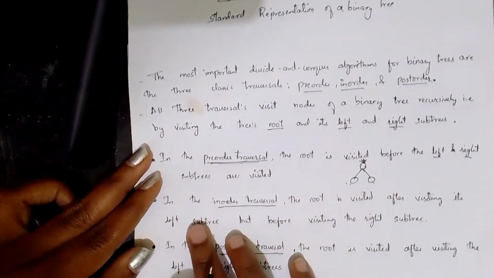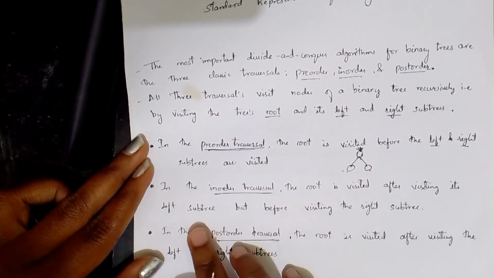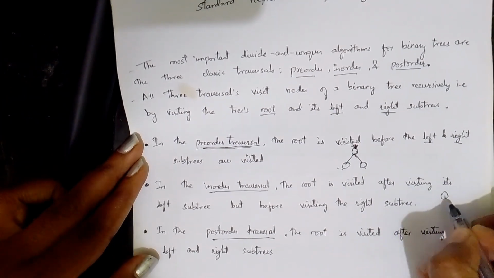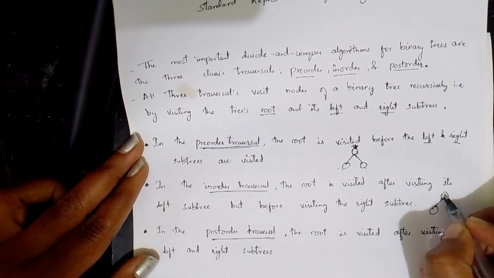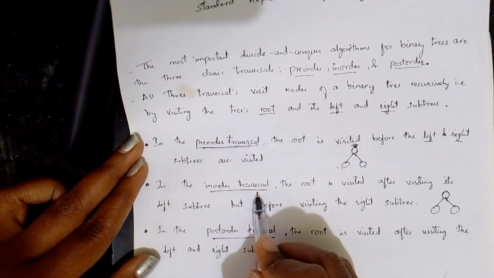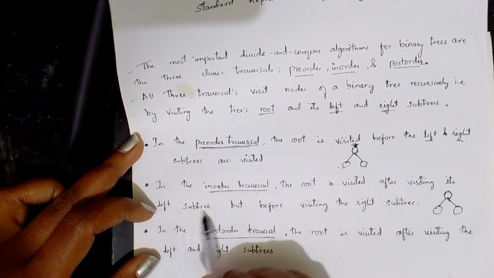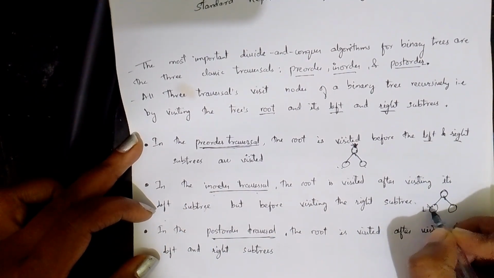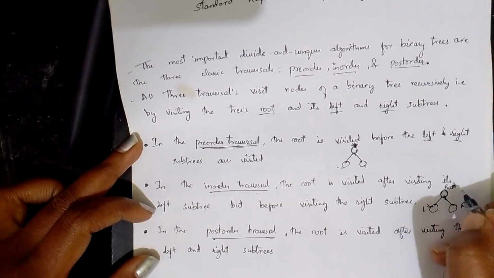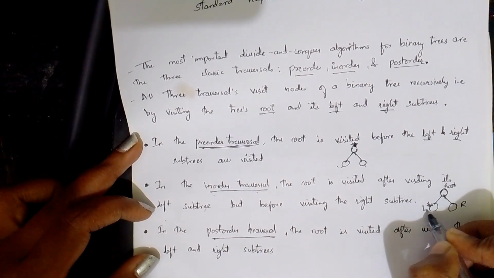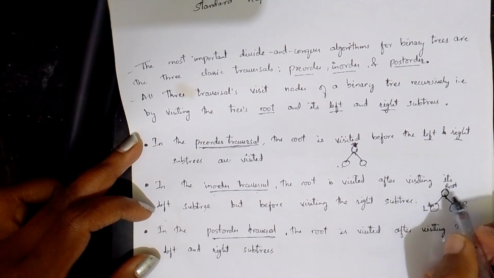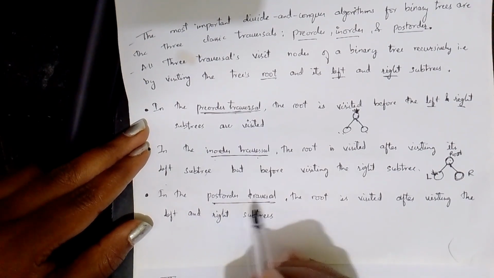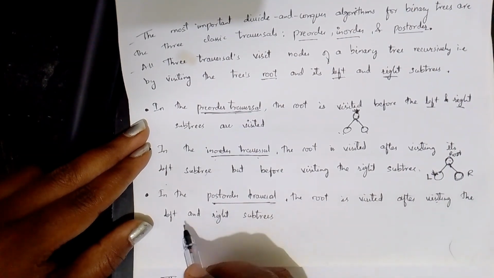This is preorder. In inorder, the root is visited after visiting its left subtree, but before visiting the right subtree. If we have this root and this left and right subtree, first it will visit our left subtree, and afterwards it will visit the root, and after that it will visit our right. Moving forward, in postorder, the root is visited after visiting the left and right subtrees.